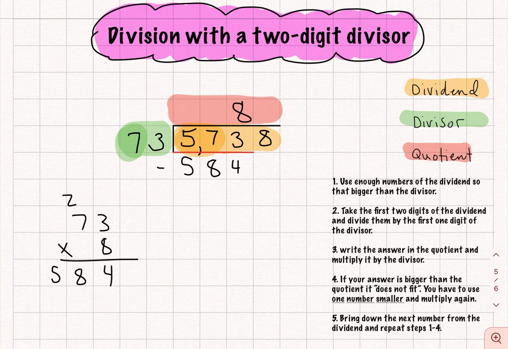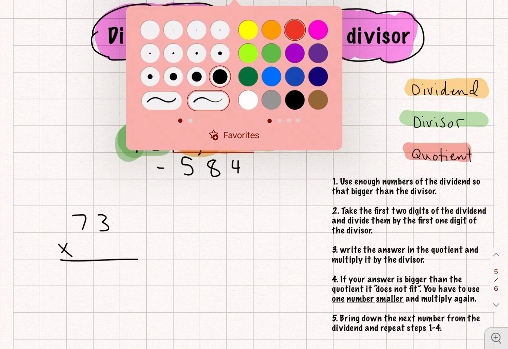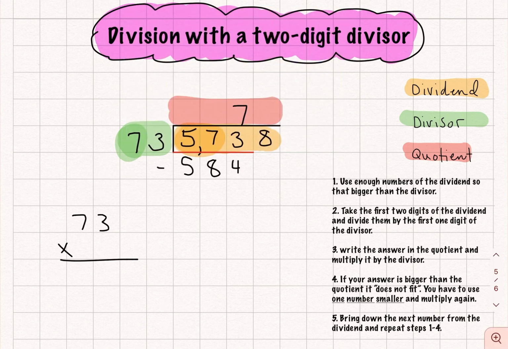Now, the next step after this would be subtract 584. But we notice that if your answer is bigger than the number we're dividing, it doesn't fit. So we have to use one number smaller and try again. So it didn't fit. It wasn't quite right. Like I said, we have to try a little bit of trial and error here to get the right answer. So instead of an 8, I'm going to try a 7 in my quotient. That quotient's that red part there. Let's try a 7. Now, if I multiply 73 times 7, 7 times 3 is 21, carry the 2, 7 times 7 is 49, plus 2 is 51. 511. So let's try that instead.